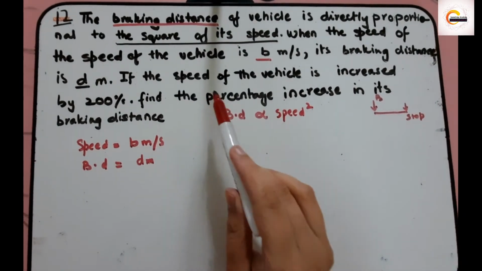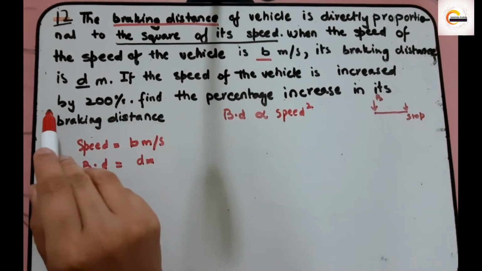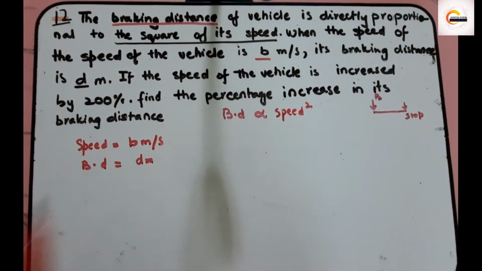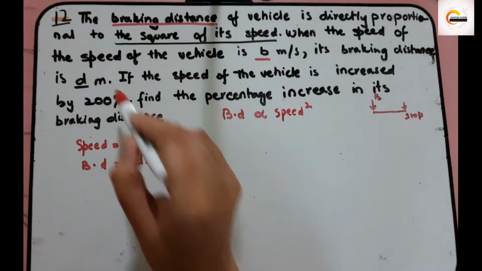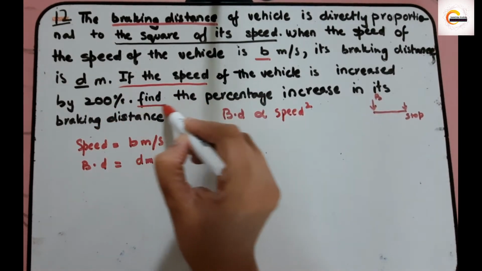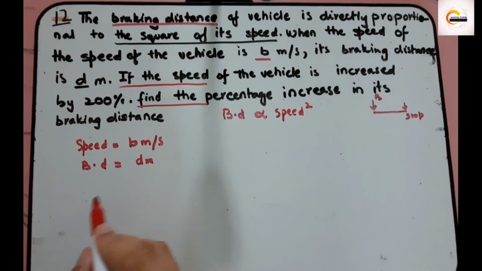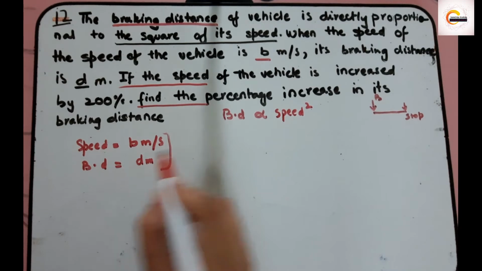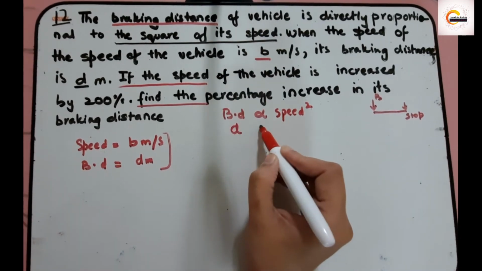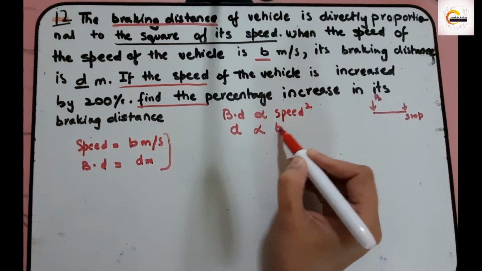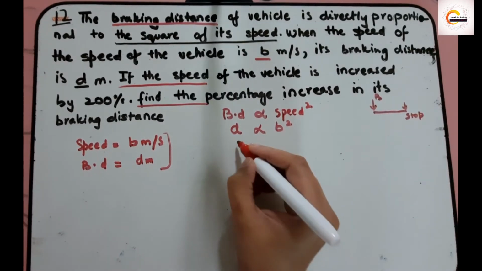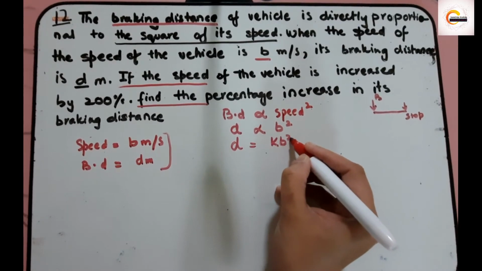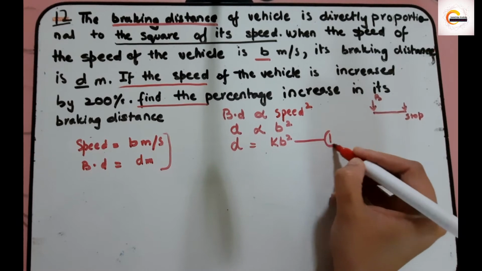Now if the speed of the vehicle is increased by 200%, find the percentage increase in its braking distance. So okay, we will do this part later on. First we will do this thing. Now we know that D is directly proportional to B square. Now D = kB². We call it number 1.